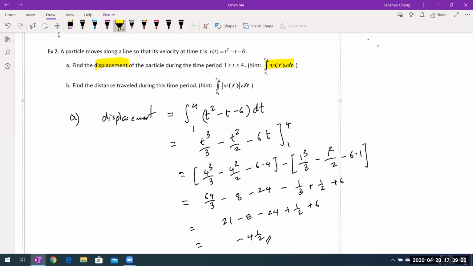So when you're talking about finding out the total distance traveled, not the displacement anymore, between these two, the interval from time 1 to 4, then the formula is basically you are taking the absolute value of the rate of change in the position function, which is a velocity function.